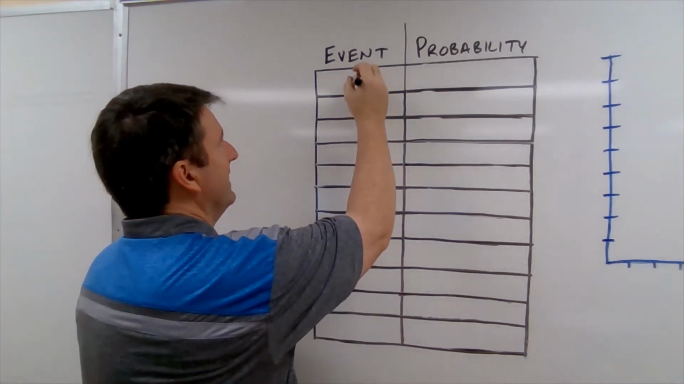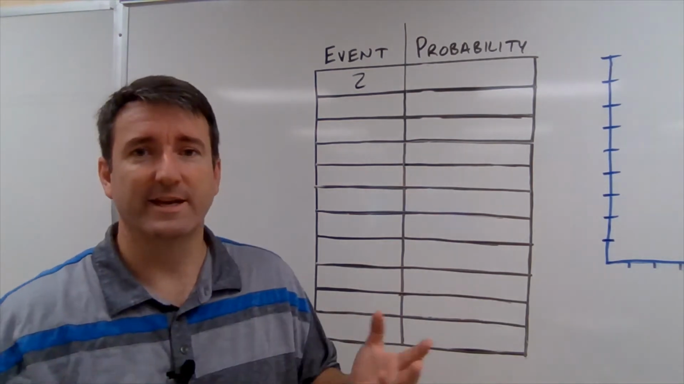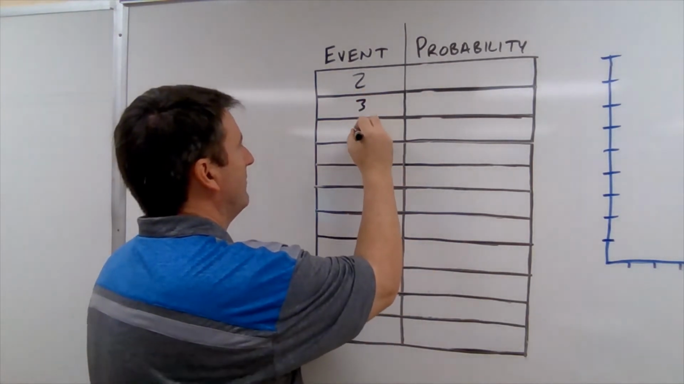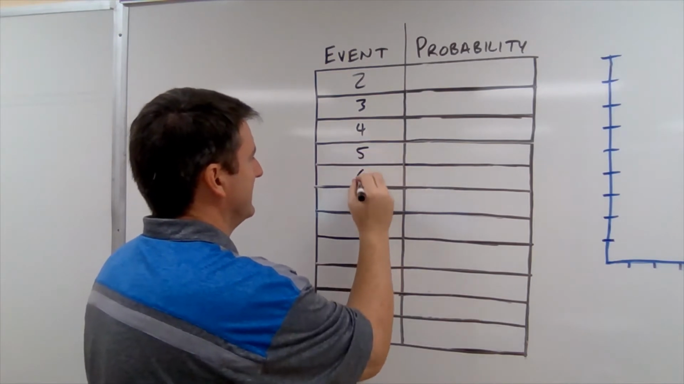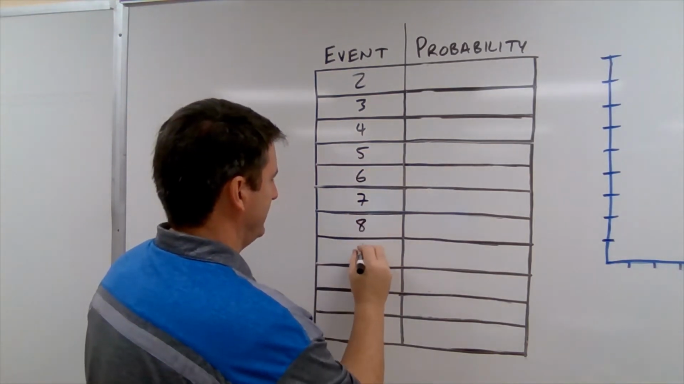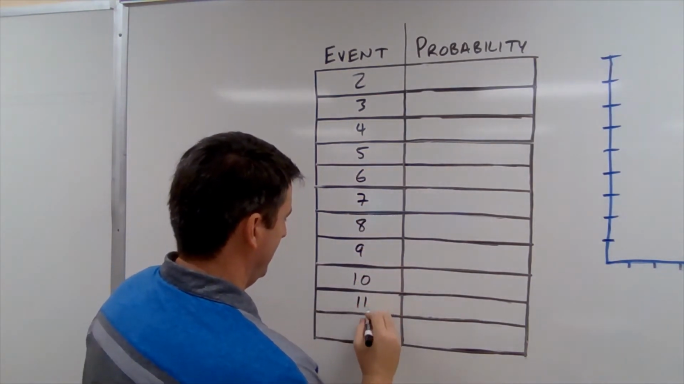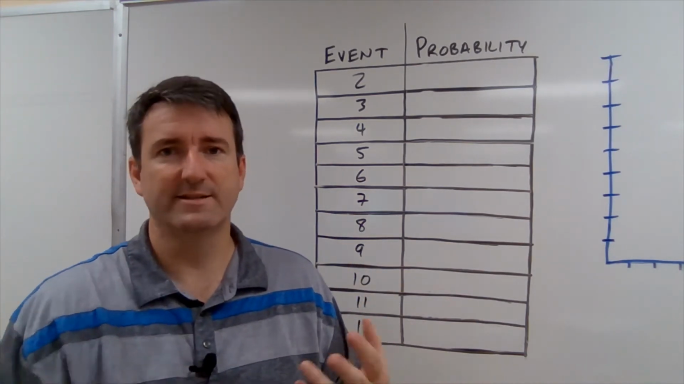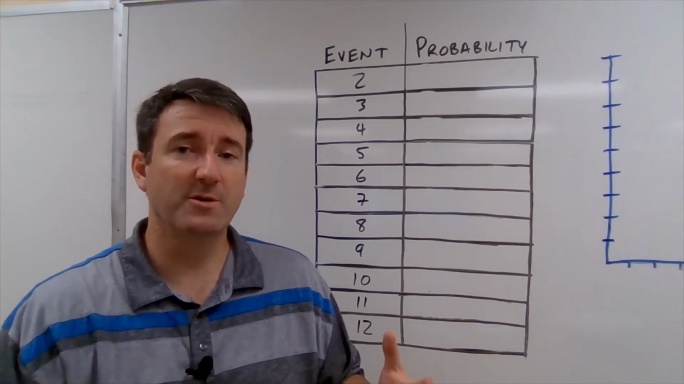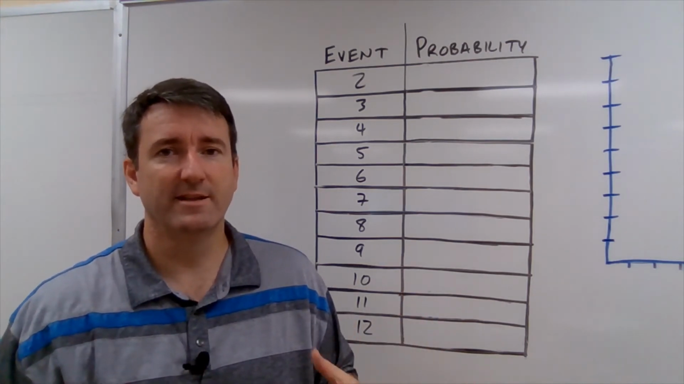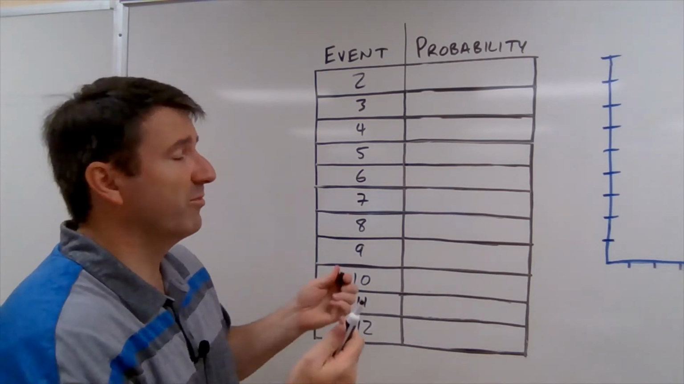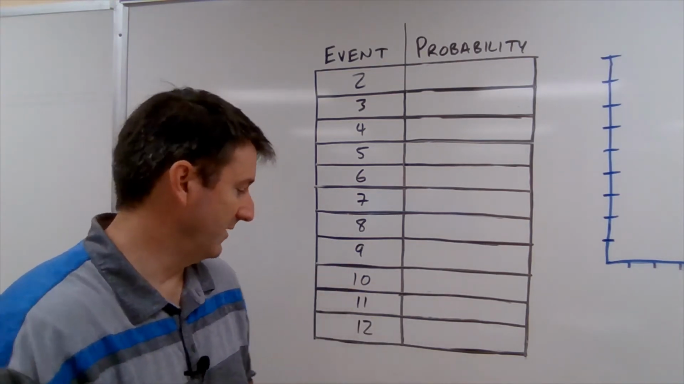We can get a 1 and a 1, and that's going to give us a 2. We could also get a 3 or a 4, 5, 6, 7, 8, 9, 10, 11, or a 12. The highest number we could get is a 12, a 6 and a 6. So those are the 11 events that we could get if we roll two dice. Now we want to figure out the probability for each of those events.